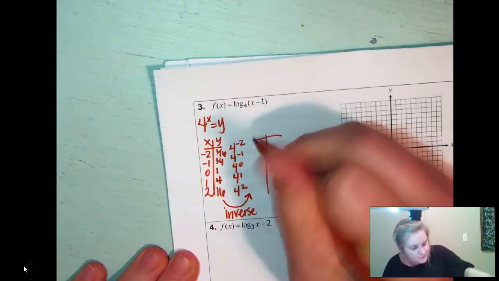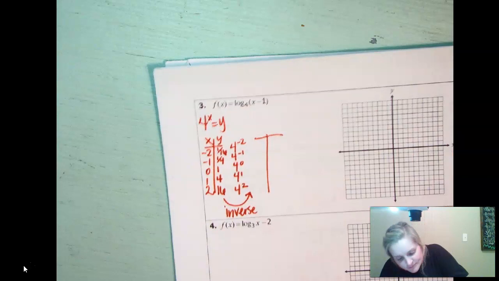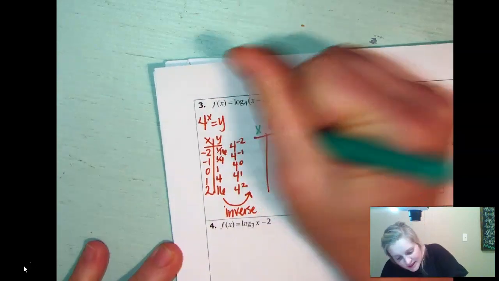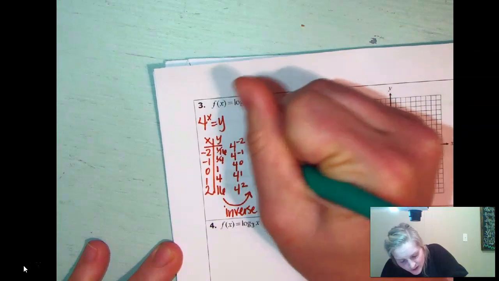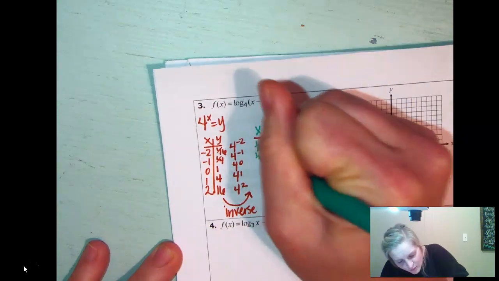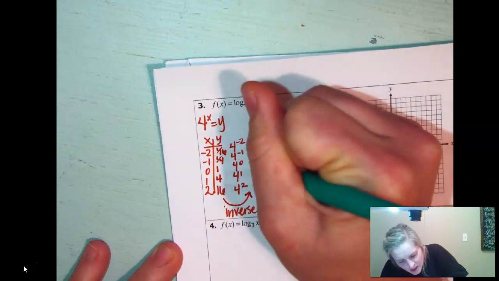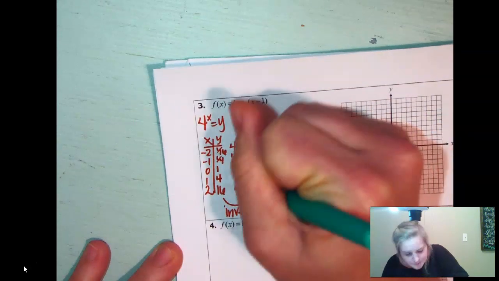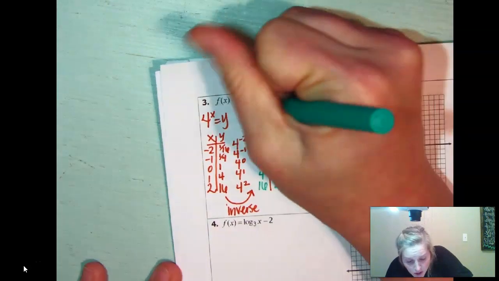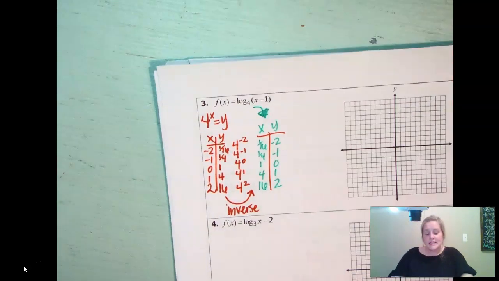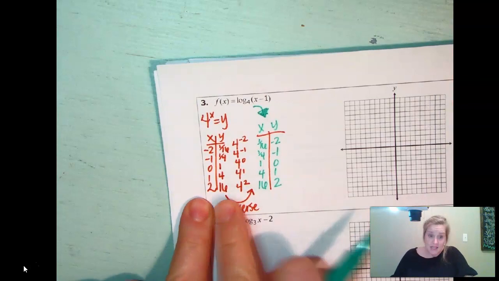Then, to get the log, you have to take the inverse, which just means I have to flip the table. So this is my inverse: 1/16, -2. 1/4, -1. 1, 0. 4, 1. 16, 2. Okay, you have to do that first. This is the log. This is what we do to get the log.